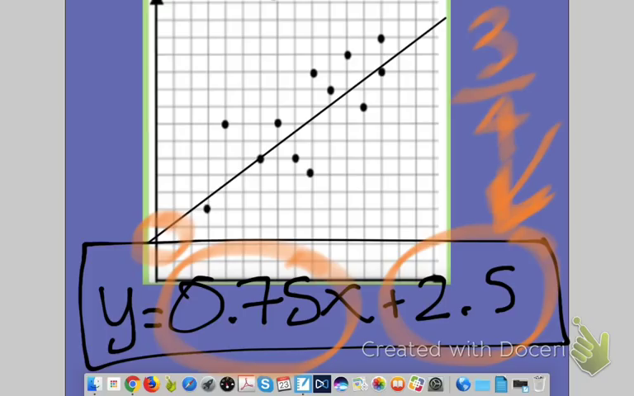So if I pick my original starting point, I can just check my work. (2, 4) was my original point. If I rise 3, 1, 2, 3, and run 4, 1, 2, 3, 4, I'm back at a point on the line. So that's an easy way for me to go back and double check to see if my equation for the line of best fit is pretty close.